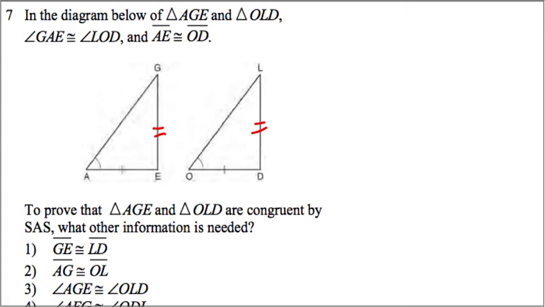Alright, then let us move on. AG, which is this line segment, to OL. This seems to be nice because we have side, angle, side. So it's side-angle-side. That's right. So therefore, the second choice seems to be our answer.